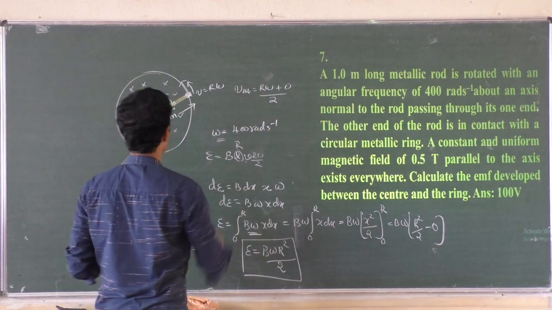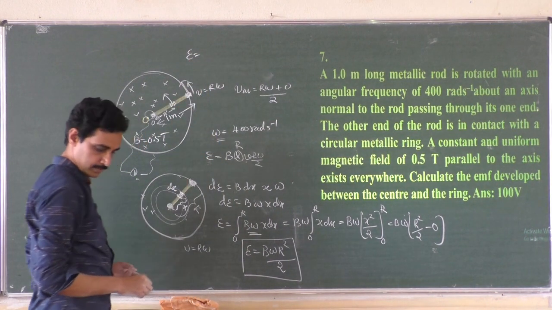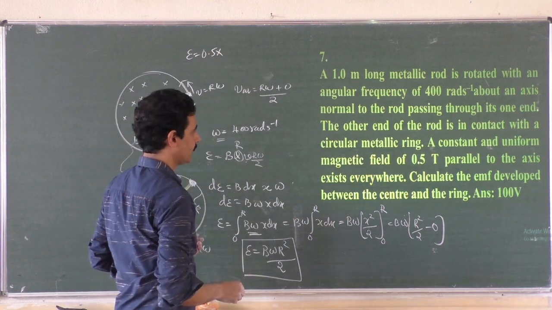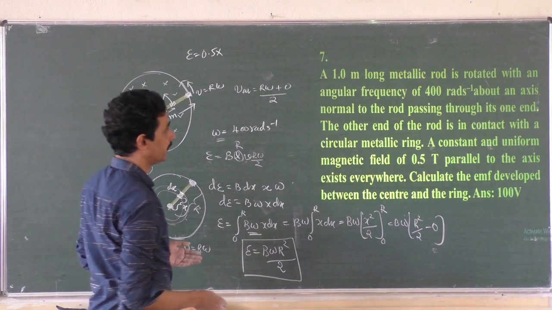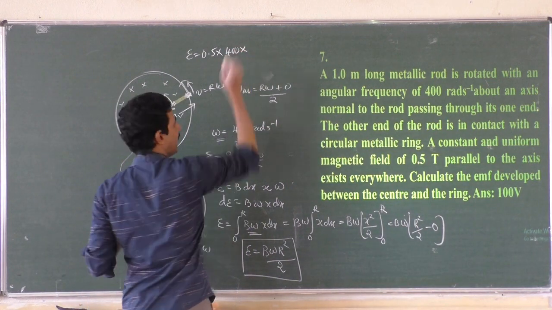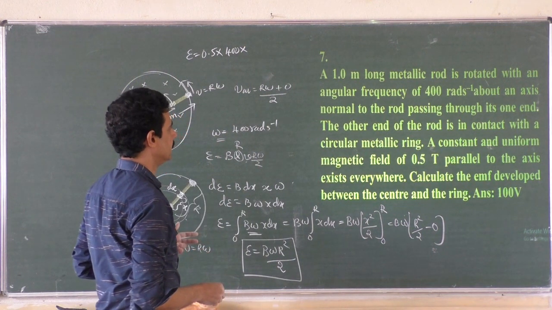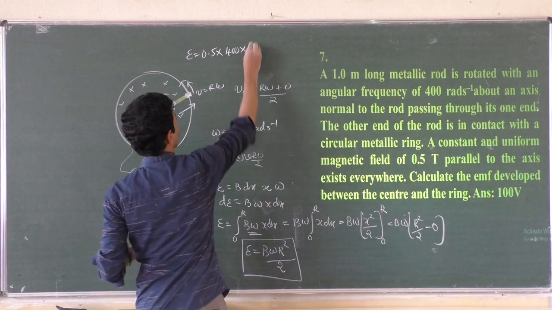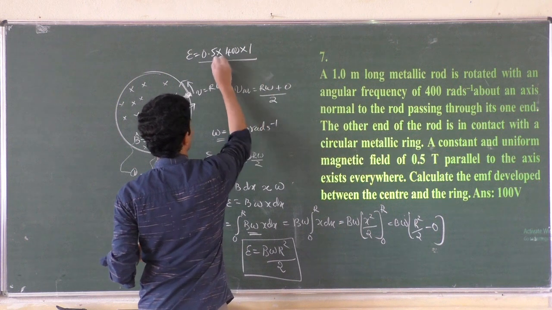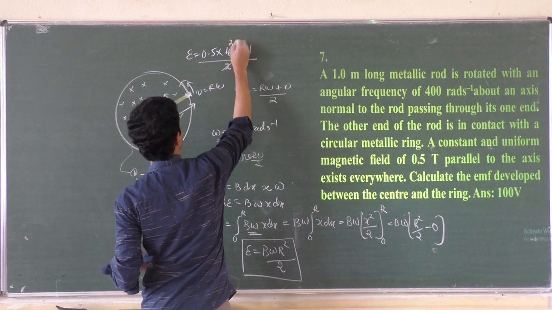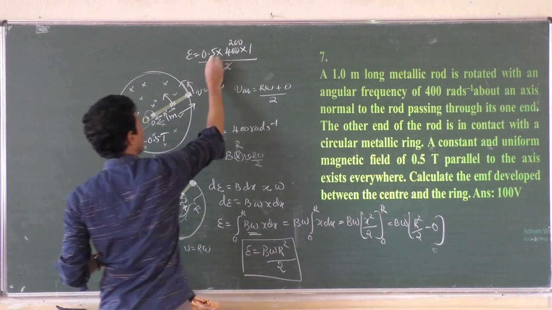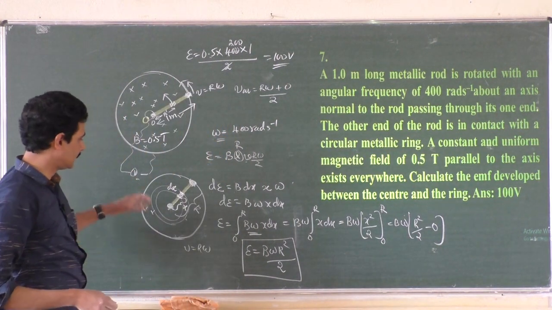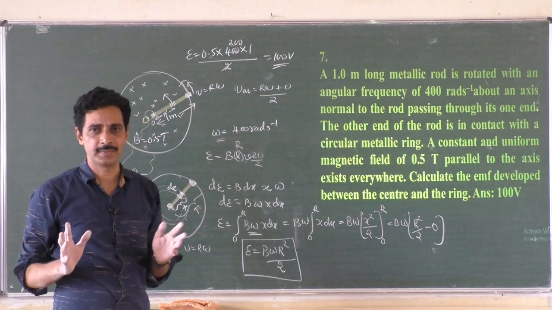So what is the induced EMF? Induced EMF is equal to B omega R squared by 2. What is the strength of the magnetic field? 0.5 Tesla. Omega is 400 radians per second. What is the radius squared? The other end of the rod is in contact with the circular ring parallel to the axis, everything is given. 1 meter long rod, so R squared is 1. This is 200, one zero cancels, 0.5 into 20, 100 volt, no calculator. Yes, correct answer.